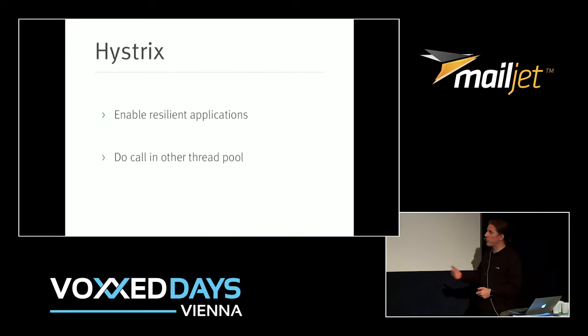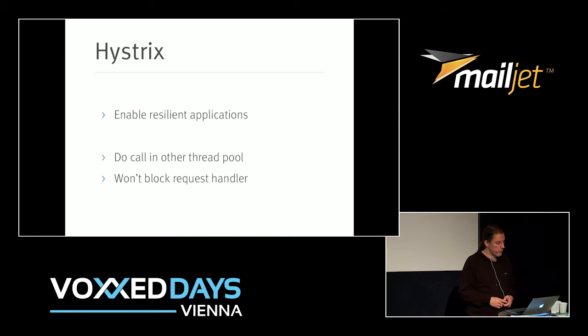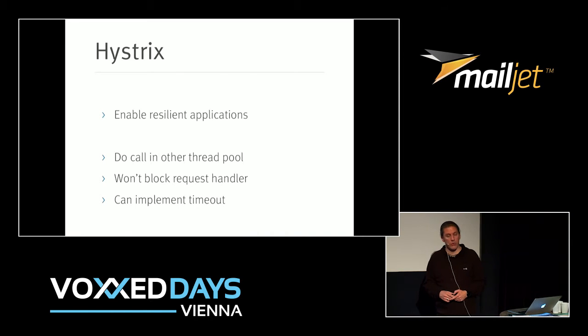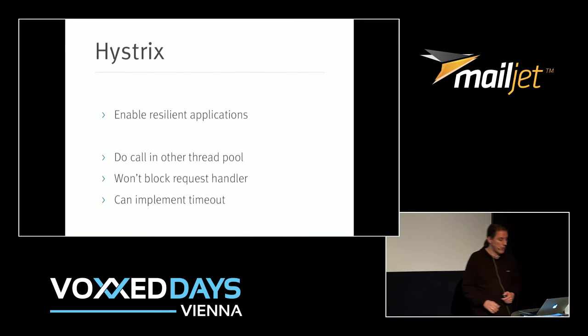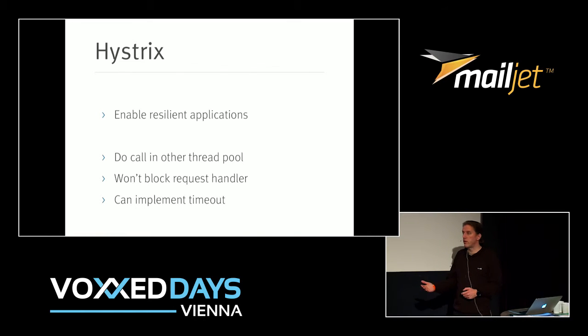Hystrix solves that problem by doing the call in another thread loop, and that way it won't block the request handler, and you can implement a timeout. So you can just say, okay, after 10 seconds, I don't assume that I will get any kind of response anymore, so I just stop calling that system. And that's much better than crashing and making the next system crash, because you can say, okay, not available anymore, and have a sensible error there.